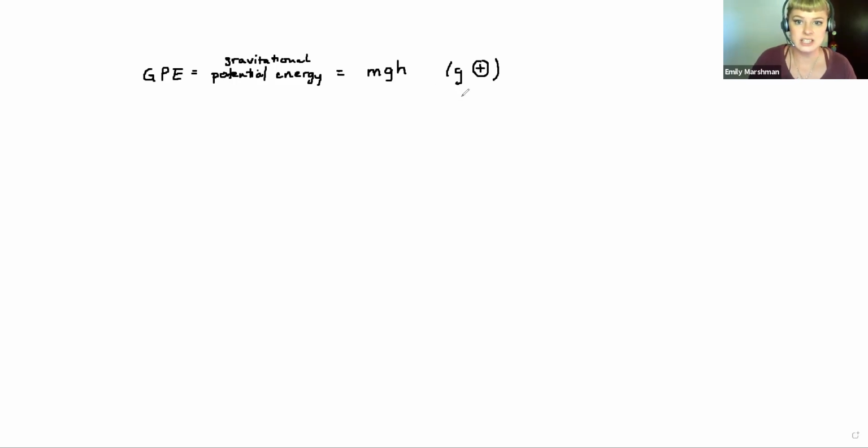So generally, we choose height to be ground level, but you can choose it wherever you want to be, convenient for the problem that you're solving. All that really matters is the change in the gravitational potential energy with respect to ground level.